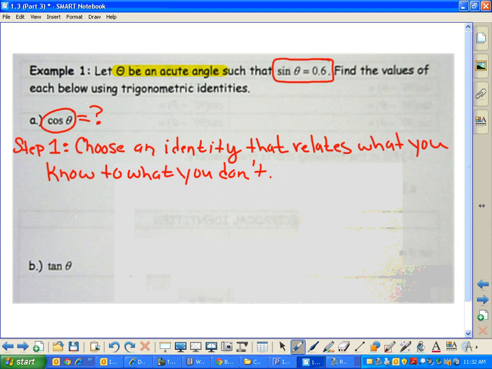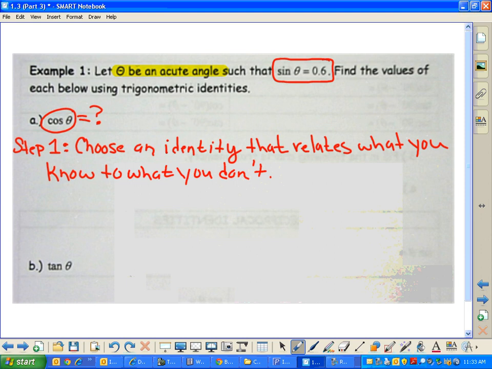So carefully look at your charts, or dig in your memory even better. You have to pick an identity that relates sine and cosine. And to be very honest with you, there are 2 that my students typically throw at me right now. So I'm going to ask you, what identities do you see from the warm-up that relate the known to the unknown? What identities have sine and cosine in them? Because sine is what we know. Cosine is what we don't.